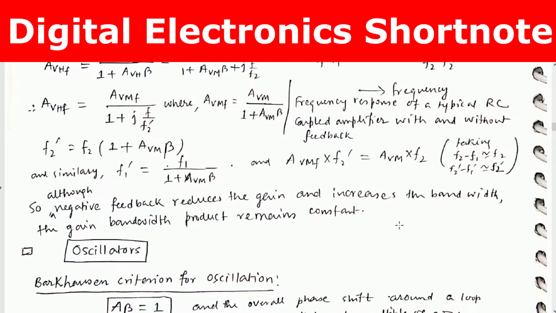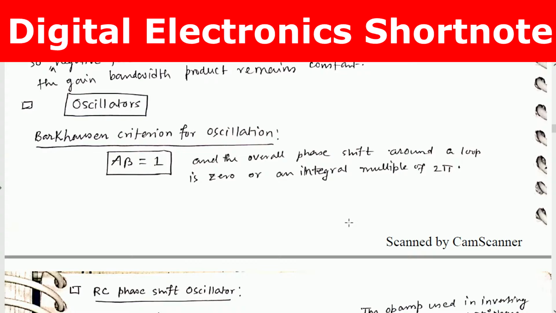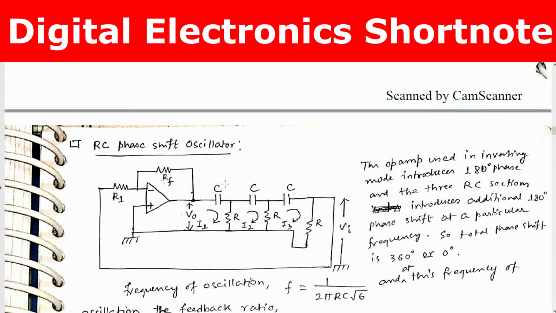So all the negative feedback reduces the gain and increases the bandwidth. The gain bandwidth product remains constant. Now let's talk about oscillators. Firstly, Barkhausen criteria for oscillation: the criteria is A into beta equals 1, and the overall phase shift around the loop is 0 or an integral multiple of 2 pi.